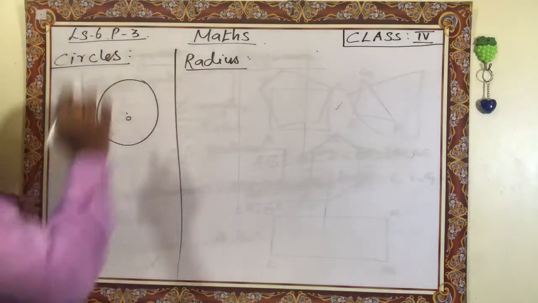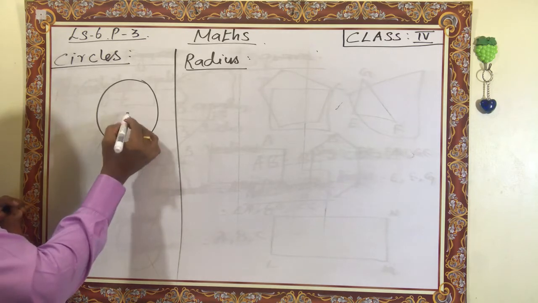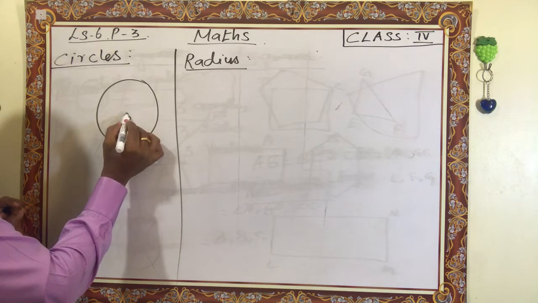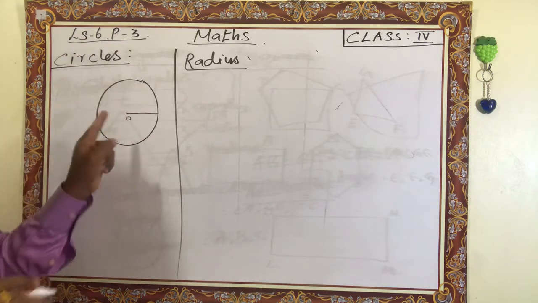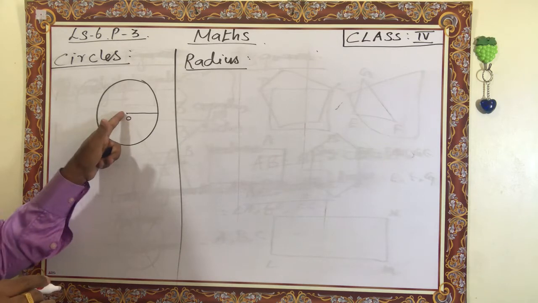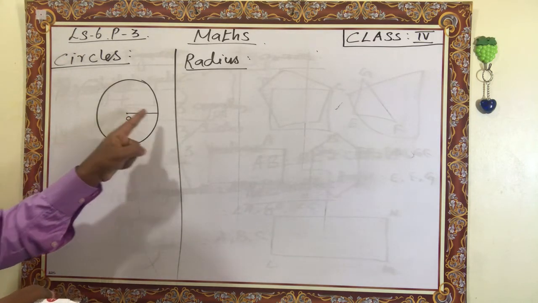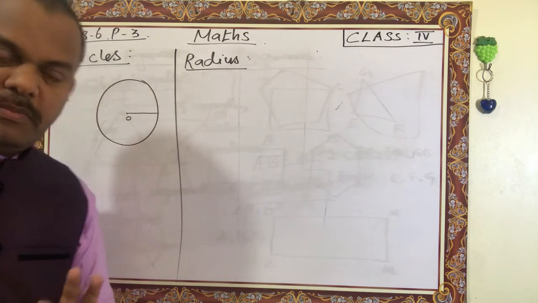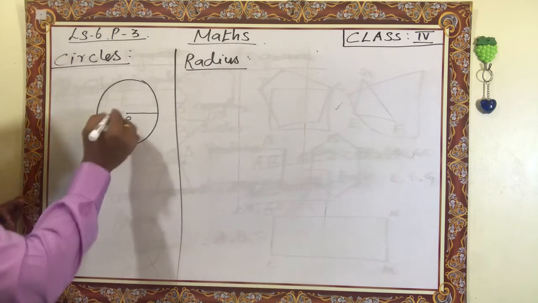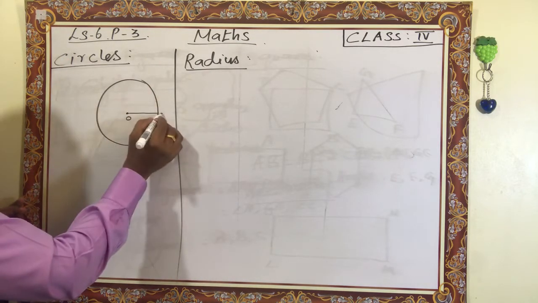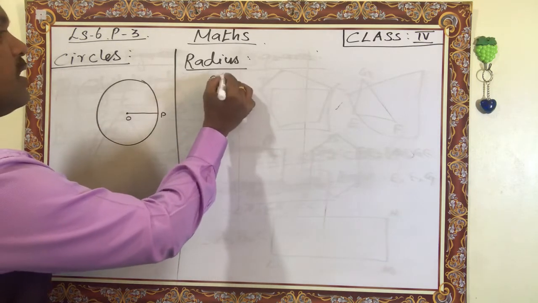So first, radius. Radius means a line segment joining the center of the circle and any point on the circle. Any point, not only here, any point, but it should start from the center of the circle. The beginning point should be the center, the end point should be any place on the circle. So this is called radius. We can name this OP. In this circle, OP is the radius.